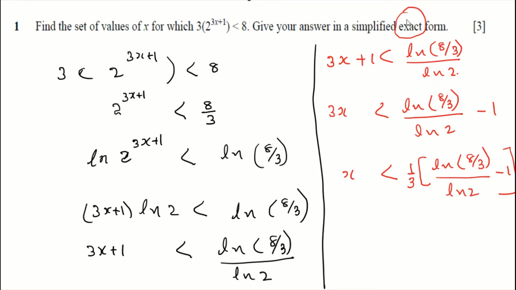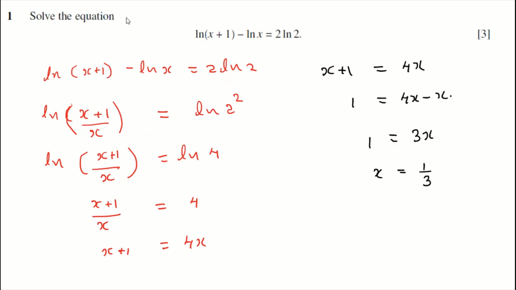Since they want the exact value, we can leave this answer in this way also. If you really need, you can do another simple simplification. If you expand this as ln 8 minus ln 3, ln 8 could be written as 3 ln 2, then ln 2 and ln 2 go off here. That's a simple thing, but this is okay.